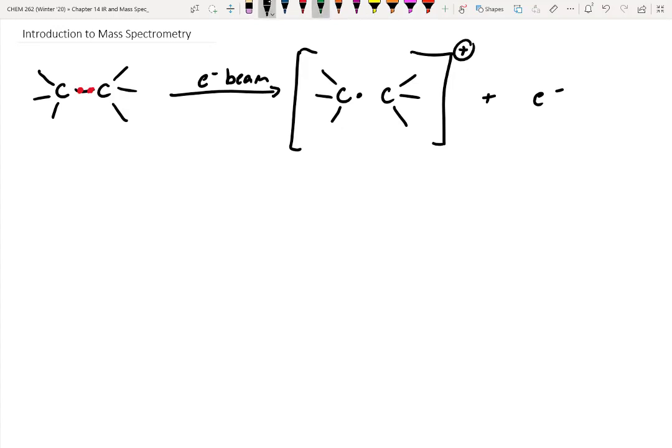So this has a positive charge. What this is called is a radical because it has an unpaired electron, but it's also positively charged. So this is going to be our radical cation. Mass spec can actually observe these radical cations, and we'll talk about why they observe radical cations and not neutral molecules here in a second.